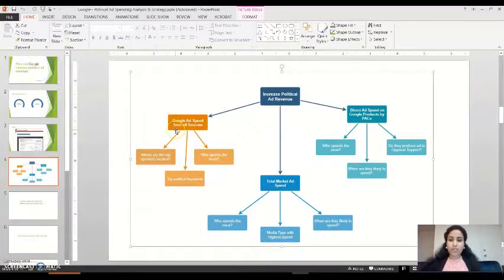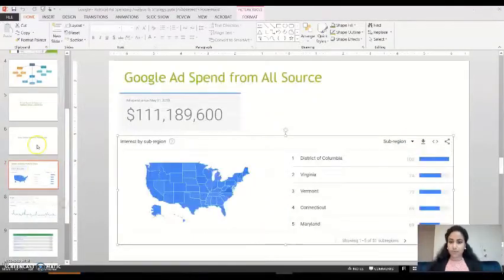And over here on the right side, we see Google ad spend from all sources. So this is the data set that we're going to take a look at now. All right, so the total amount of money spent on Google Ads since May 31, 2018 is $111 million by all sources, not just PACs.